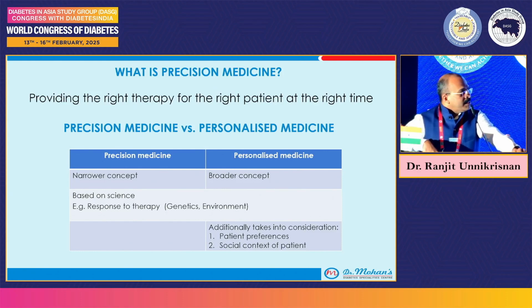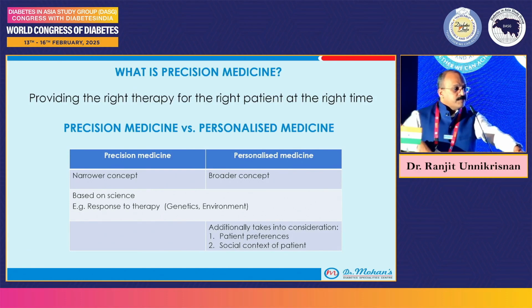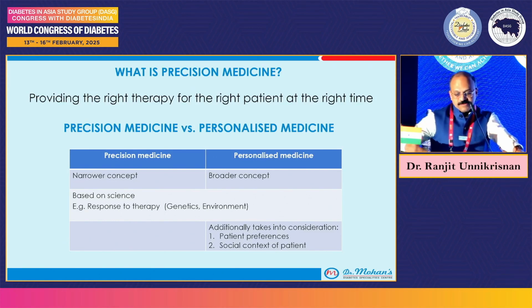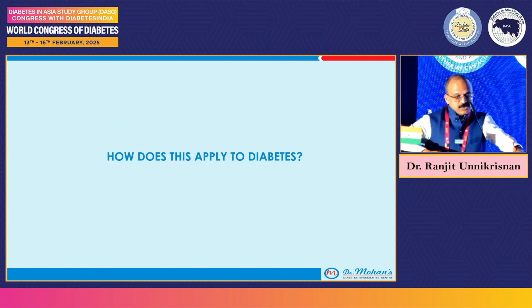But suppose a patient cannot take the precise treatment for various reasons. Either the patient is not able to afford the treatment or they just don't want to take it. The clinician has to bear that in mind while deciding therapy for that particular patient. So, personalized medicine is nothing but precision medicine, which also takes into context the patient preferences and the social background of the patient. So how does this apply to diabetes?